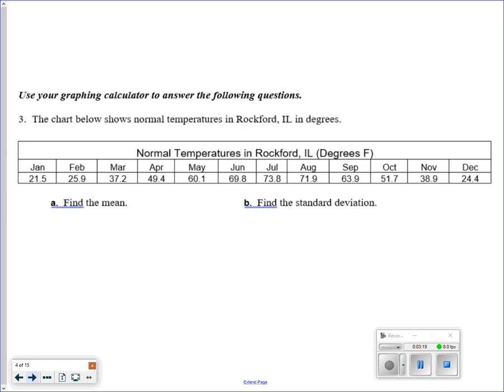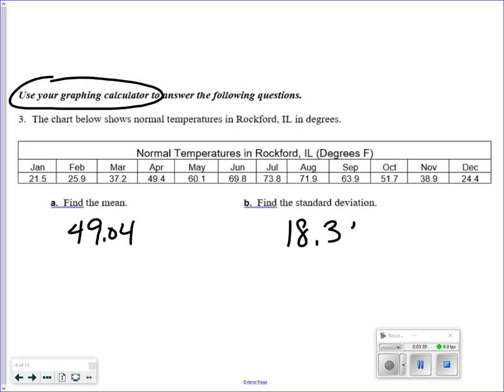This one, they're expecting you just to use your graphing calculator. They're not expecting you to actually do the chart. So if I'm adding all these up and dividing by how many there are, notice that it's every month of the year. So again, this would be the population standard deviation. So the average would be 49.04 and the standard deviation would be 18.396. I went ahead and rounded to 3 decimal places.